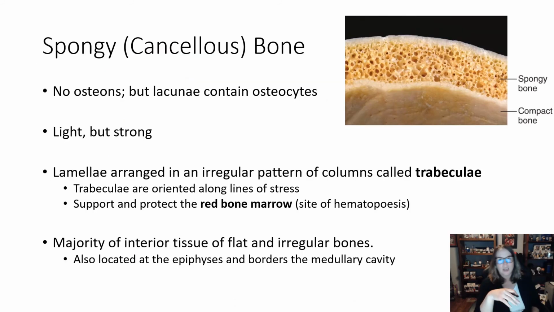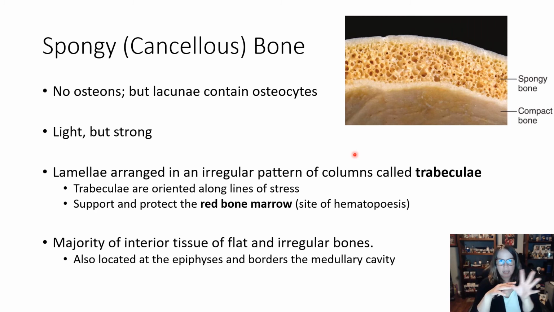Now, spongy or cancellous bone is the second type of bone tissue we have, and it's called spongy because, as you can see, it looks like a sponge. Now, in living bone, these cavities would not be empty. They would be full of red bone marrow, okay? And one common misconception about spongy bone is that because it has all these holes, it's so porous, it's easy to fracture, it's very weak. That is not actually true.